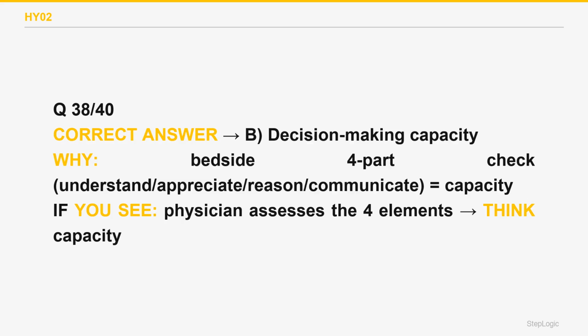Competency is a global legal status determined by a court, not the bedside clinical assessment described here. Choice A wrong. A power of attorney is a proxy the patient designates to decide for them, not the patient's own decision-making ability. Choice D wrong. This 4-part clinical assessment confirms decision-making capacity.